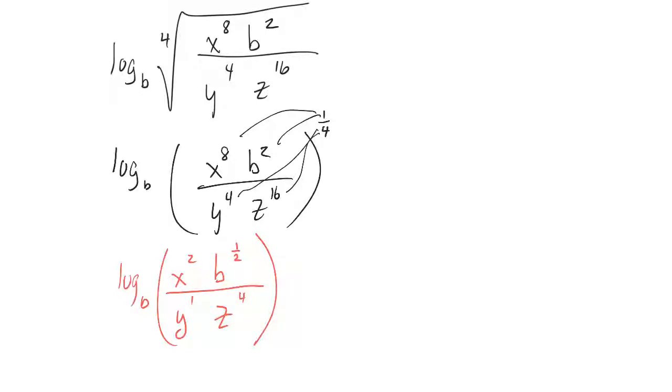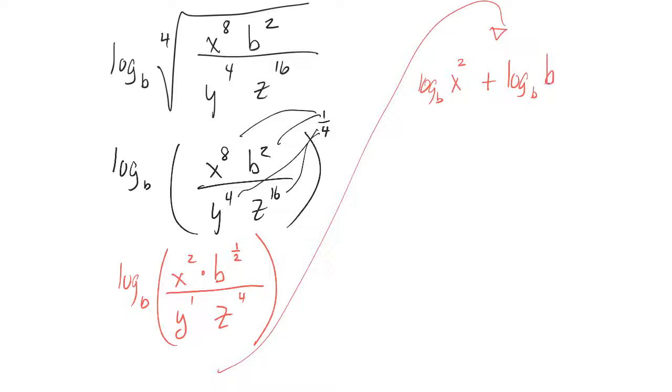Now, I can expand this out because this is being multiplied and divided, so I can use the product rule and the quotient rule to expand that out. Let me just do it up top here. So this would be log base b of x squared plus log base b of b to the 1/2 minus, because it's on the bottom, log base b of y minus log base b of z to the 4th.